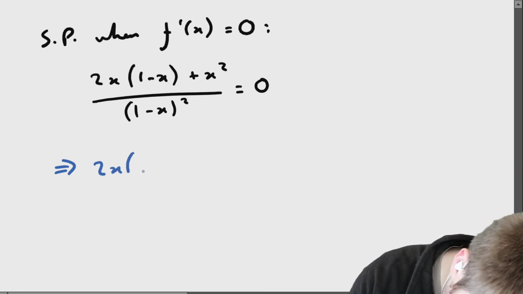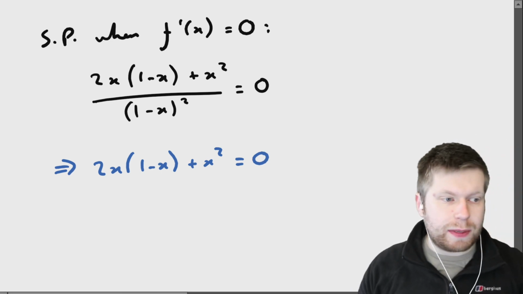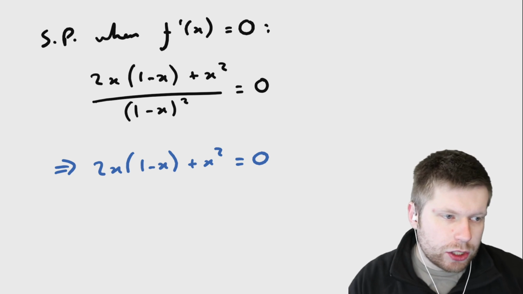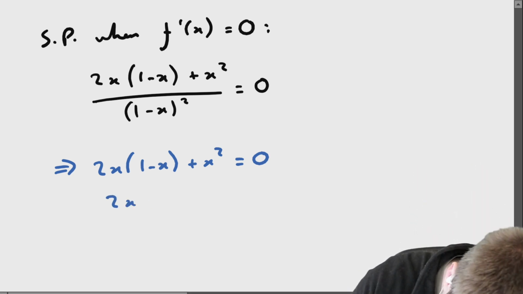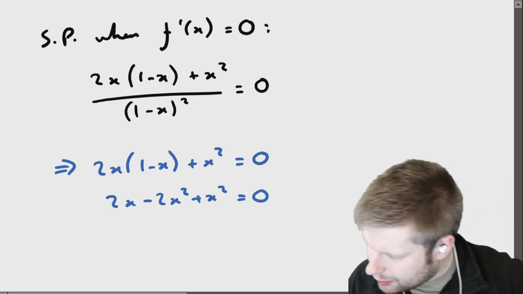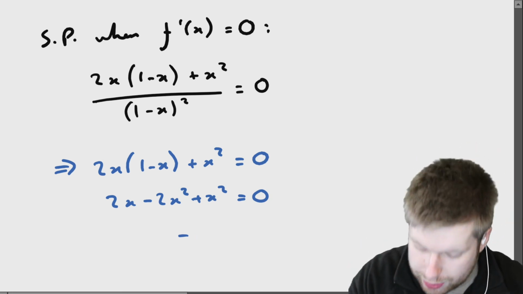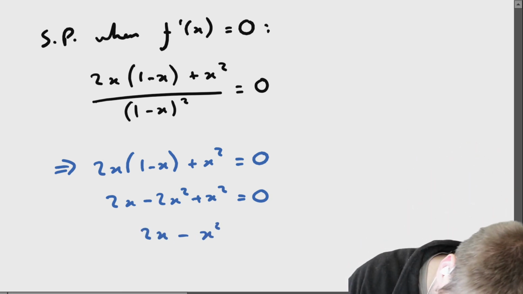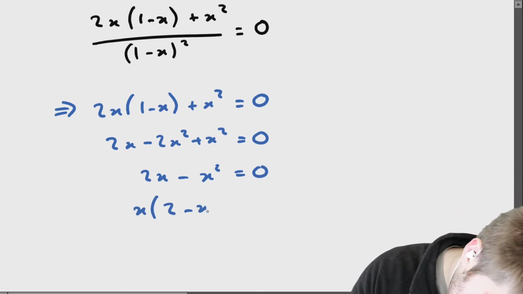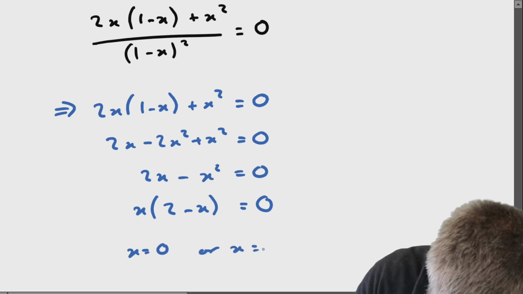In other words, 2x times 1 minus x plus x squared has to be equal to 0 in order for there to be a stationary point, in order to find the value of the stationary point, or the coordinates rather. So I'm just going to expand this out, see what I get. So I get 2x minus 2x squared plus x squared equals 0. So negative 2x squared plus x squared, that's negative x squared. And I have 2x minus that equals 0. Let's do a bit of factorization. So I get x multiplied by 2 minus x equals 0, which means that either x is equal to 0 or x is equal to 2.